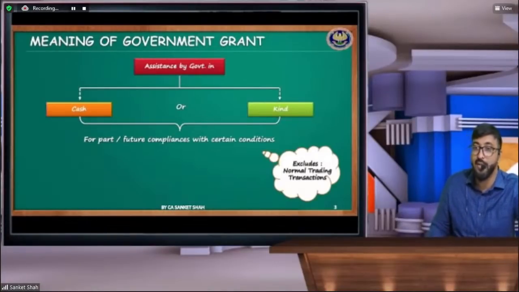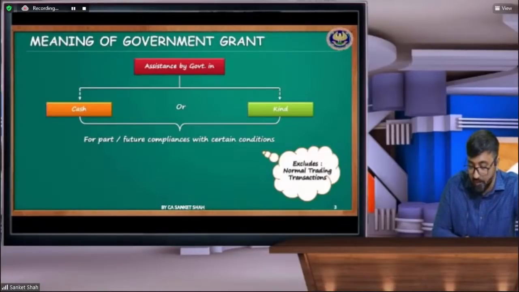ये याद रखो, इट इज द गवर्नमेंट विच इज गिविंग यू द कैश असिस्टेंस. It is a help which is given by the government in the form of cash or in the form of kind. For why? Because for past or future compliances with certain conditions. So conditions are very, very important for government grant. Okay.